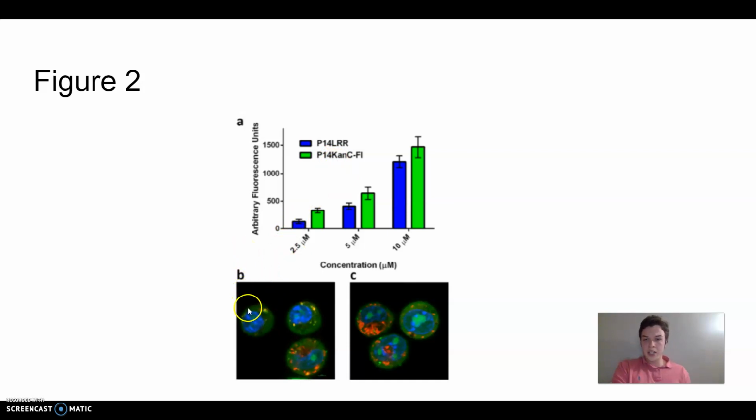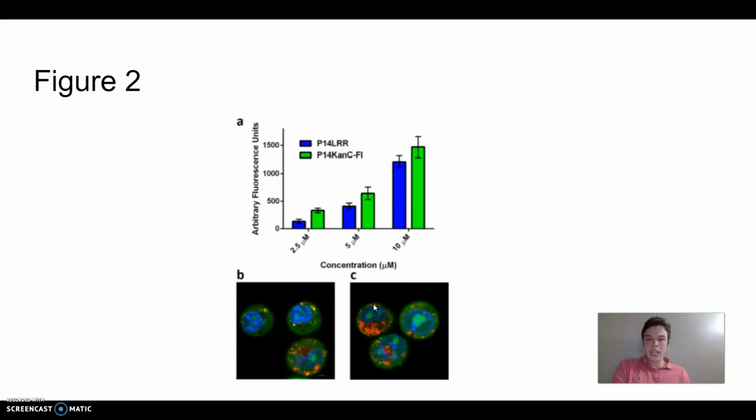So we see here that the P14-CanC fluorescent conjugate localized in the cytosol, the nucleus, and in the endosomes. We know it's in the endosomes because of this yellow color here. It's yellow because the red from the lysotracker stain merged with the green from the fluorescent conjugate, causing the yellow color. So this is indeed showing that the conjugate was able to localize to the endosomes.